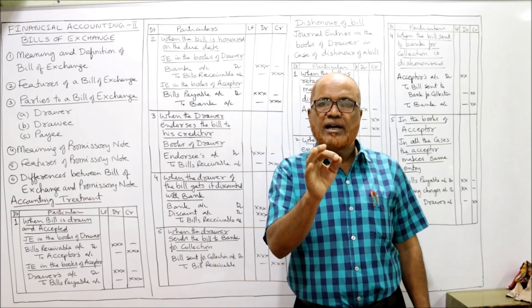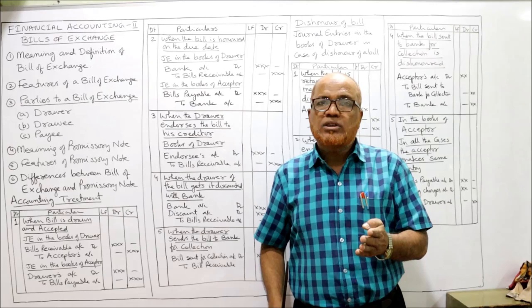So the maturity date will be 4th April. On 4th April it will mature, right? But now I cannot wait until 4th April, I need immediate cash.